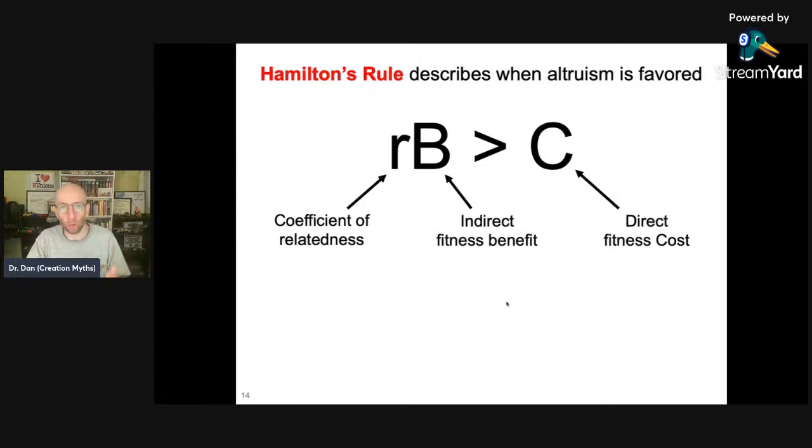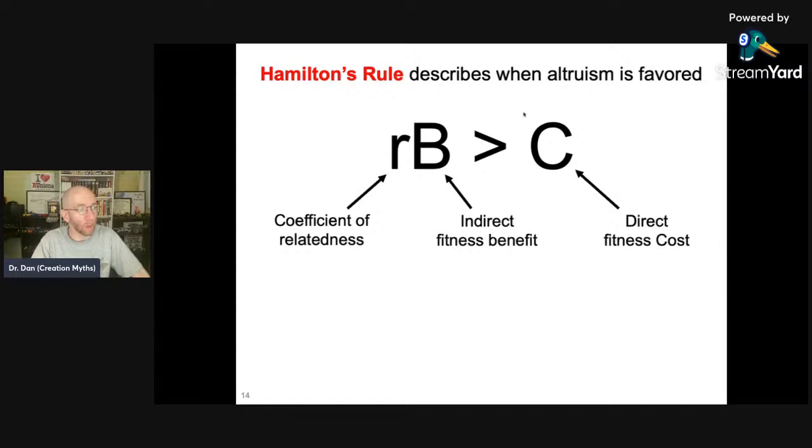Hamilton's rule describes the specific conditions when altruism, or I should say when alleles for altruism, will be favored by selection. So it's a very simple expression here. R is the coefficient of relatedness that we talked about before. Capital B represents the indirect fitness benefits, right? So how many more kids do those other people have, for example? By what frequency do those alleles increase due to this behavior? And then C represents the direct fitness cost.